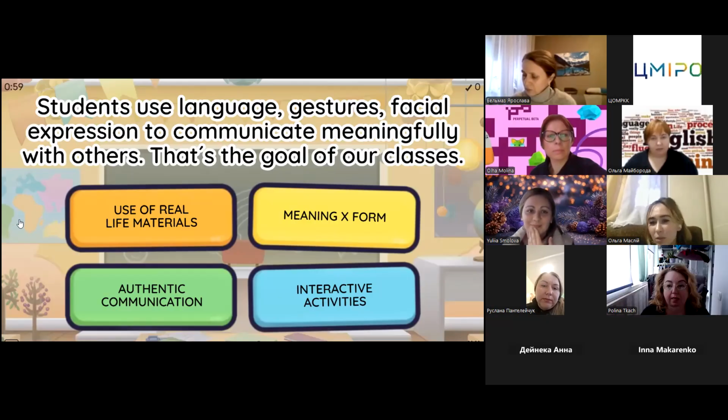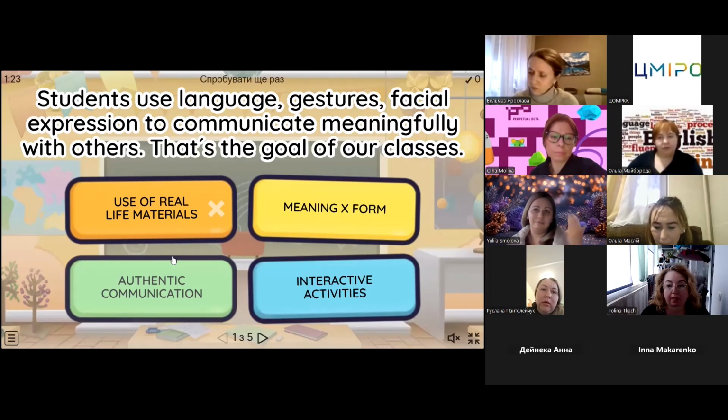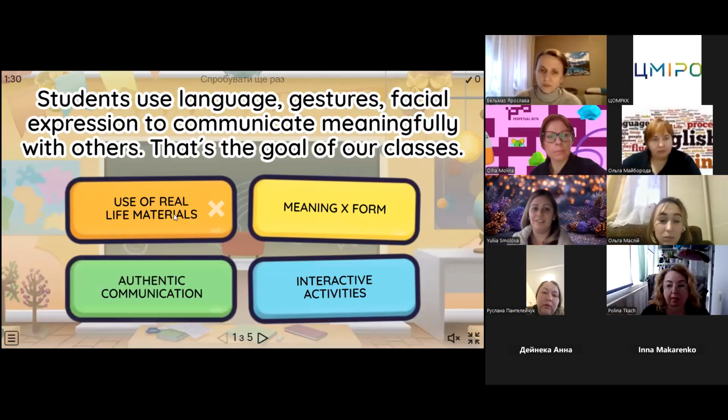For example, use of real-life materials. By the way, we can say that some ideas can be split here. Real-life materials, it is maybe something that you can have as a project final, but maybe expressions, language and gestures, it is kind of real life. It is definitely something that we use in our real life. So I agree with you. It's a bit doubtful here.